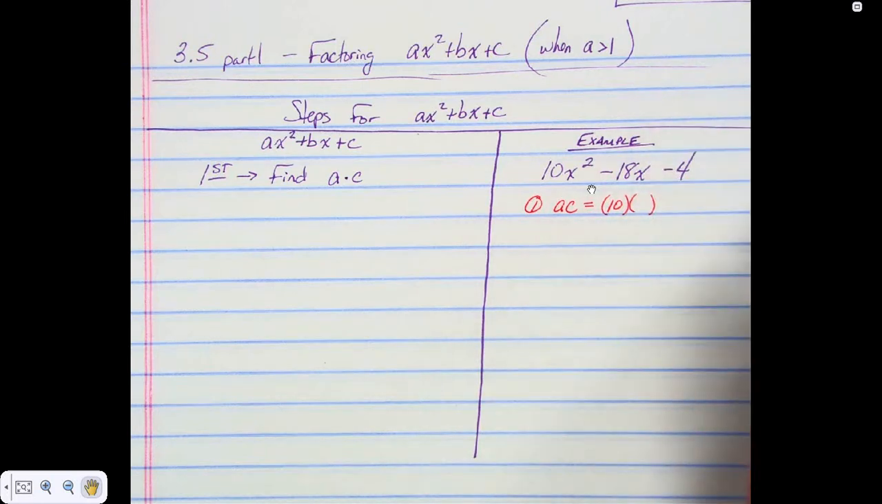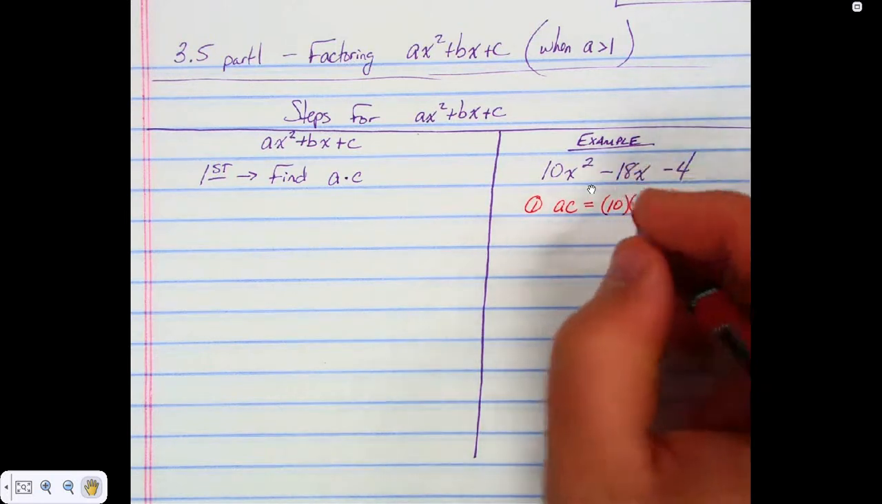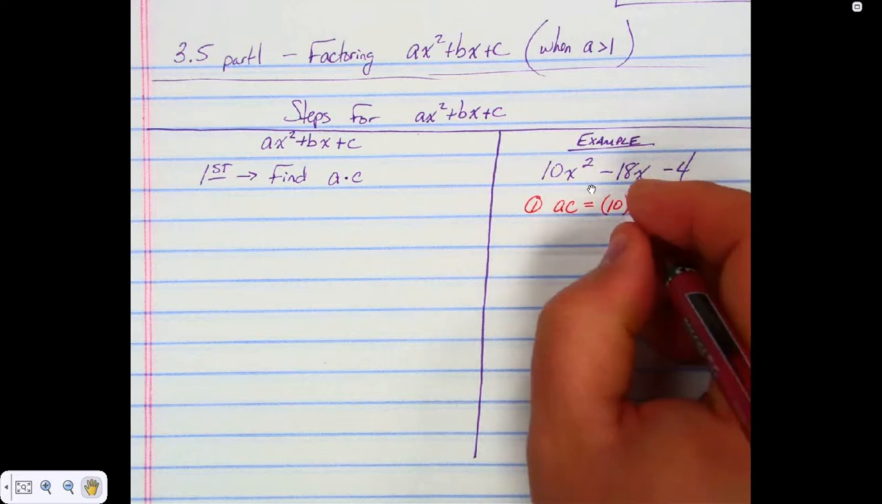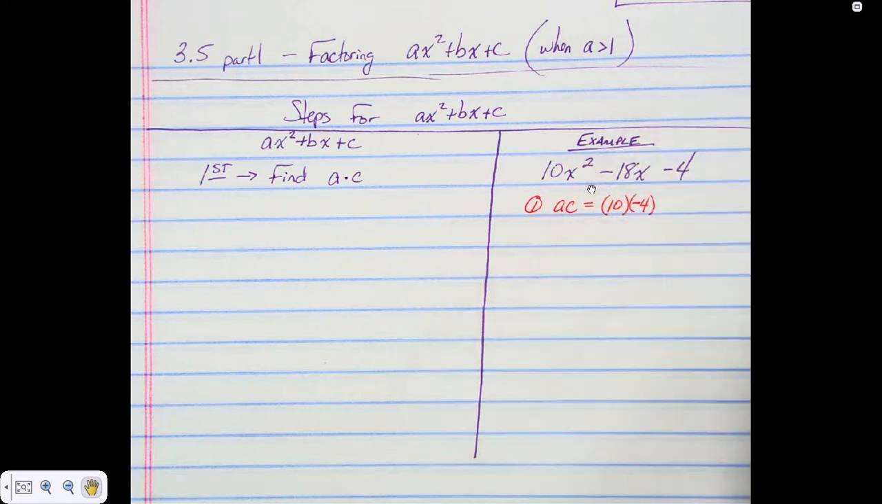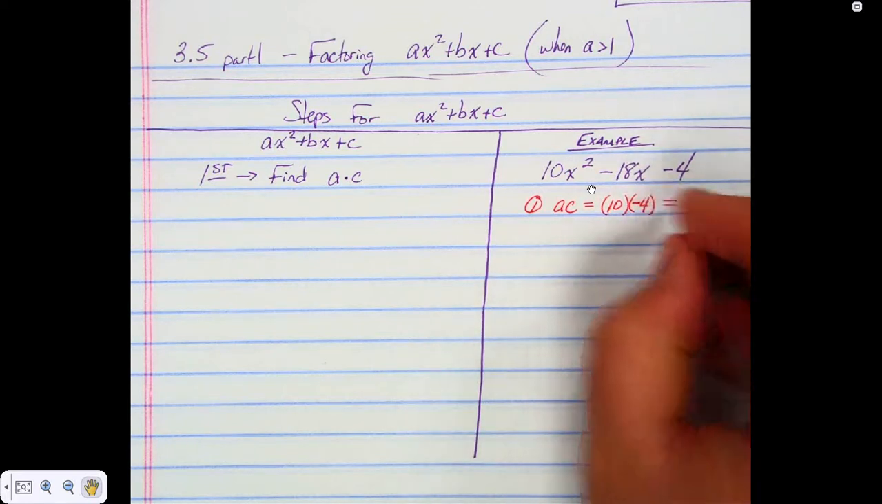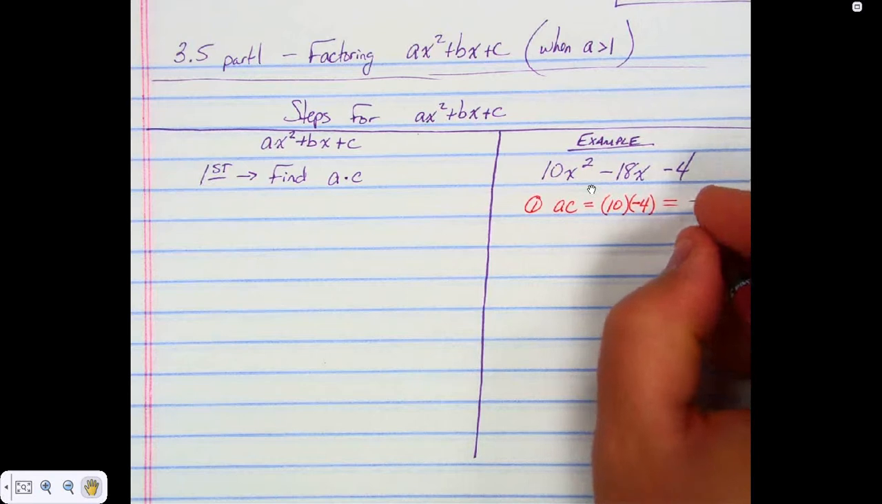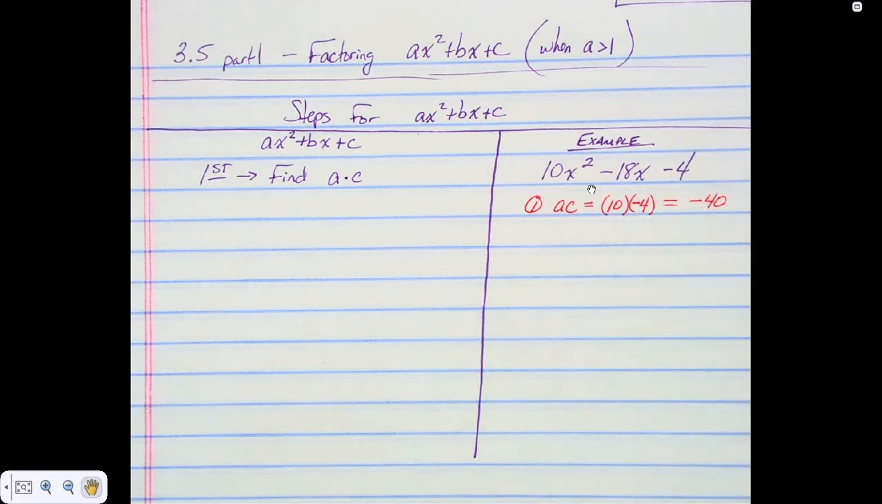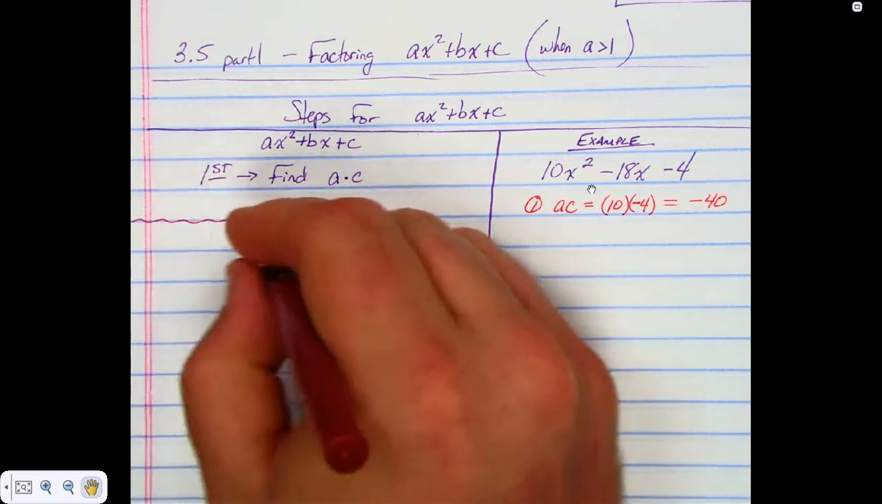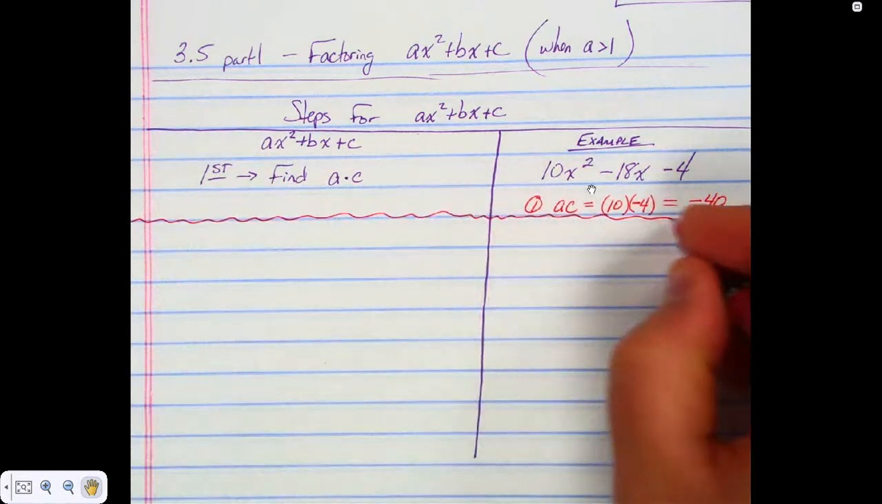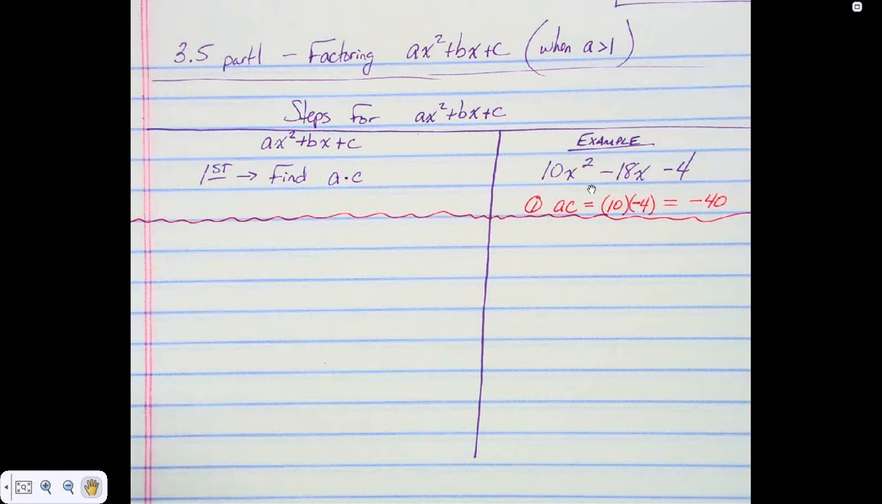Somebody's right, somebody's wrong. Negative which one is it? Negative 4. Does the negative matter? Yes, it's very important. Negative 4. What do I get when I multiply those two together? Negative 40. So we've done the first step. We've found what A times C is equal to.